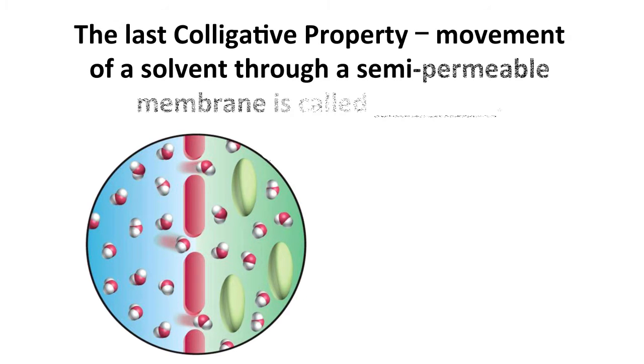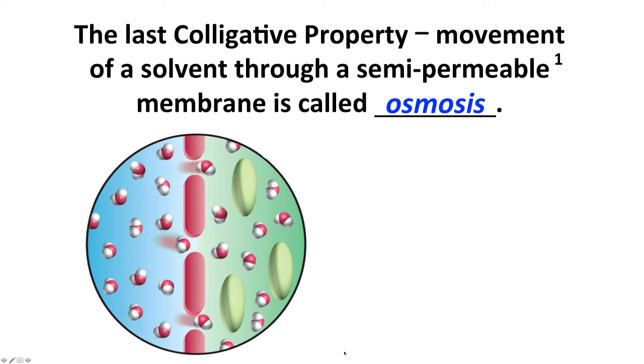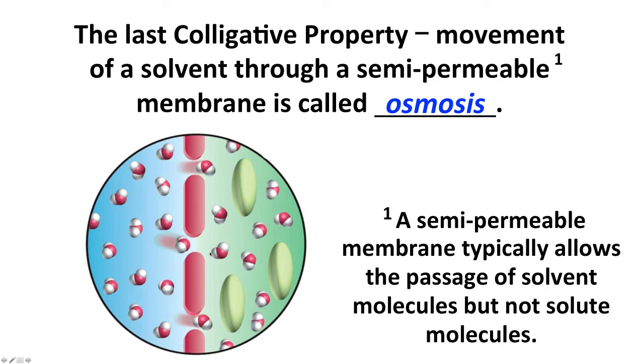Now, this is our last colligative property. It's the movement of a solvent through a semi-permeable membrane, and it's called osmosis. Here we have a molecular level image of what's going on. This is the semi-permeable membrane. A semi-permeable membrane is one that allows the passage of solvent molecules typically, but not of solute molecules.